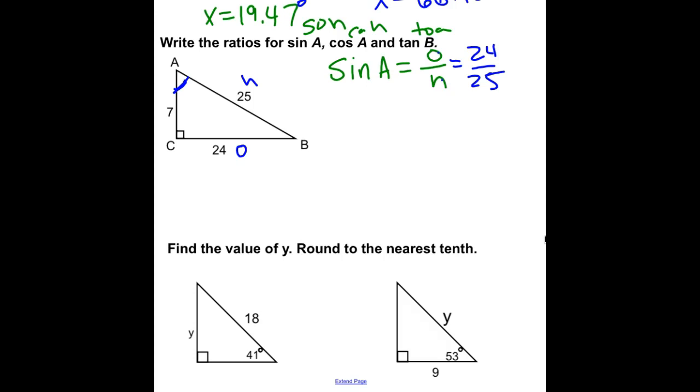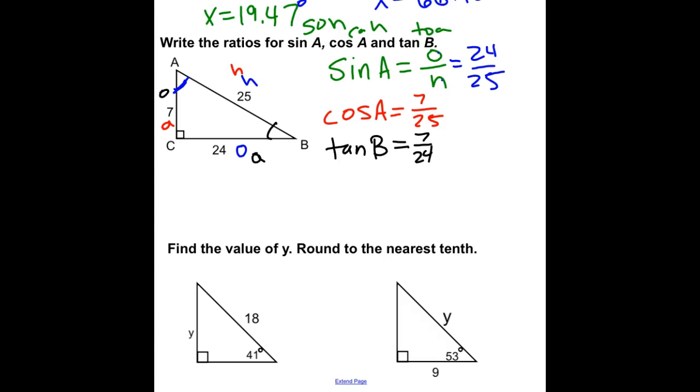Now there's a trick when you get to tangent. Let's see if you can catch it. Pause the video here and try the next two on your own. Your cosine of the angle should be 7 to 25, and your tangent of angle B, they switched angles on you, should be 7 over 24. So if you put 24 over 7, you didn't pay attention to the fact that the angle changed for tangent.